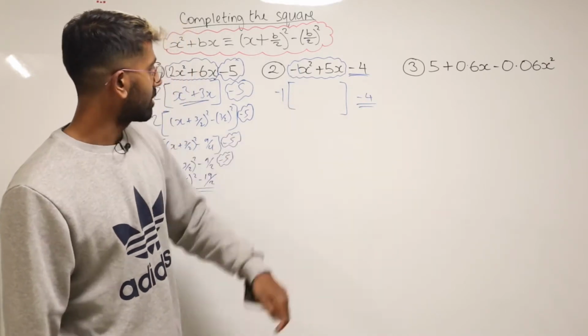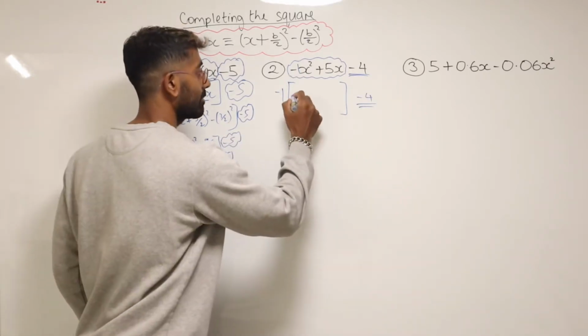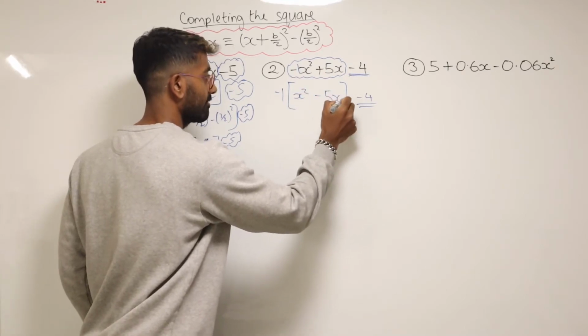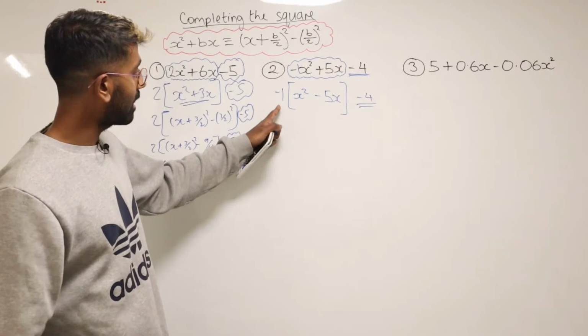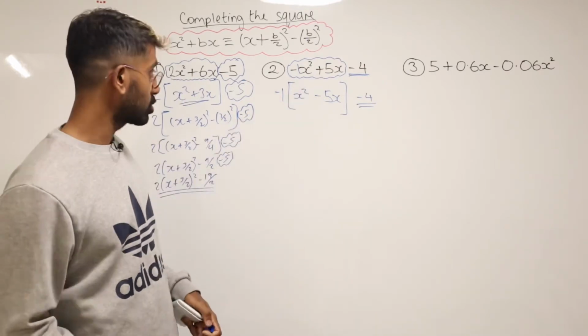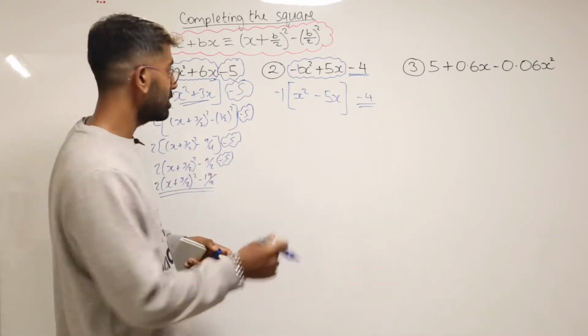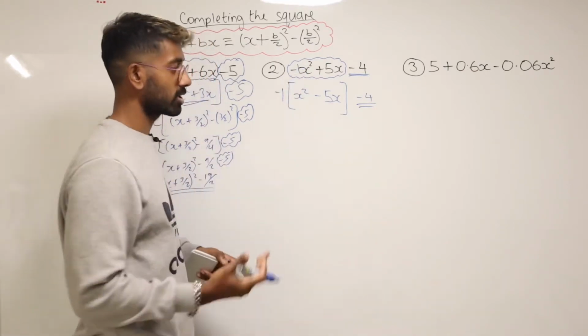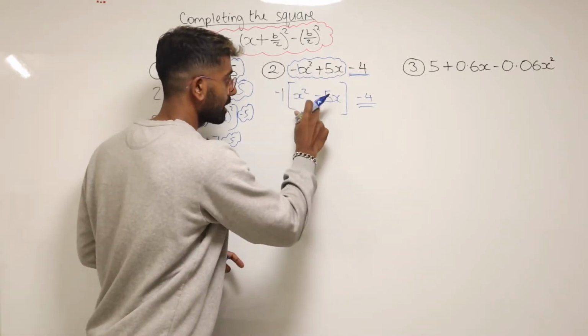So now inside my bracket, what am I going to have? Well, this time I'll have just x squared and then minus 5x. So be careful, because if you're taking out a minus, the signs on the inside here are going to change. How do you check you've done it correctly? You could re-expand it. So you could do minus 1 times x squared, that's minus 1x squared. Or you could do minus 1 times minus 5x.